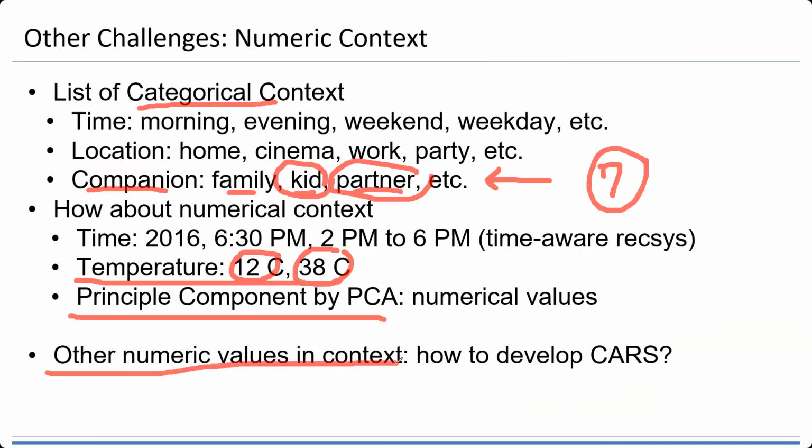If we have other numerical values, how can we develop CARS? Okay, so do you still remember CARS? CARS is the context-aware recommendation system. Okay.